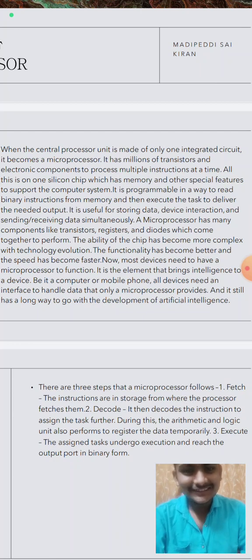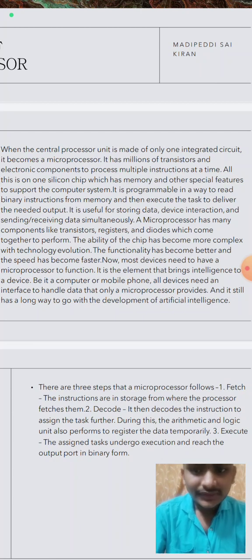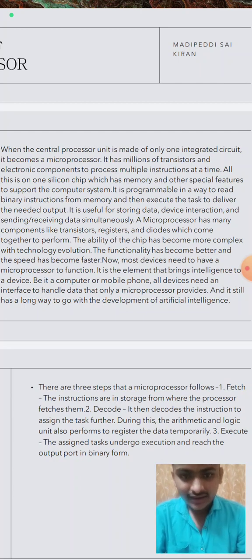The ability of the chip has become more complex with the technology evolution. The functionality has been better and the speed has become faster now. Most devices need to have microprocessors to function. It is an element that brings intelligence to the device, be it a computer, mobile, or any electronic device. They need an interface to handle data that only a microprocessor provides. And it still has a long way to go with the development of artificial intelligence.